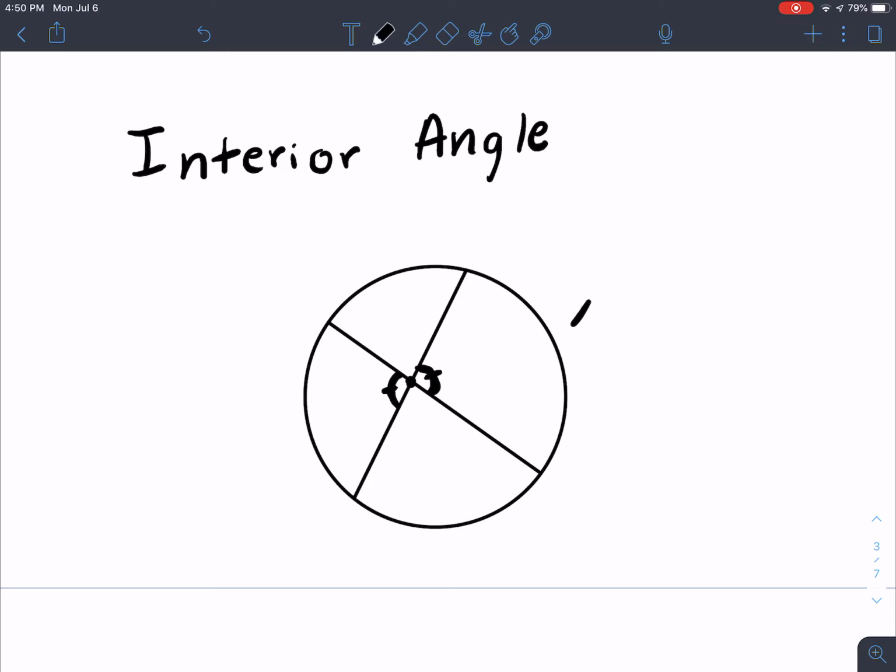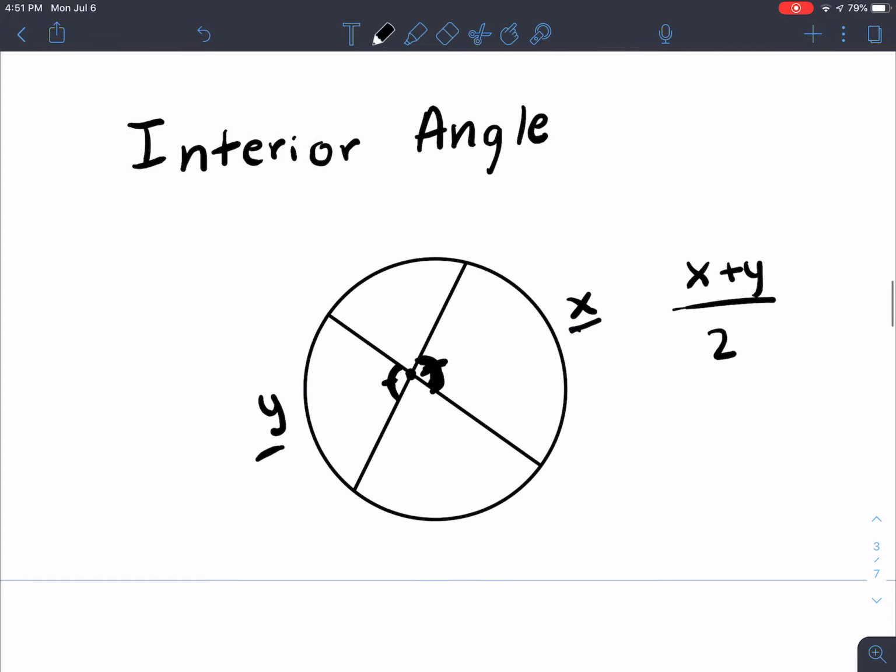And if we call this arc x and this arc y, we need to find the measure of this angle right here. So to find that, we just do x plus y divided by 2. So all you do is just add the measure of this arc and this arc to find the measure of the angle on the inside of it.